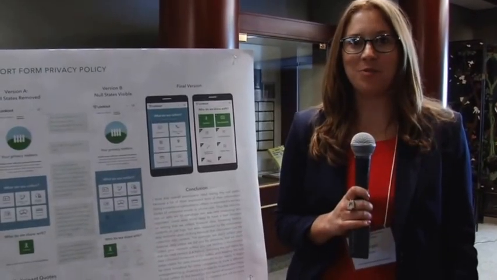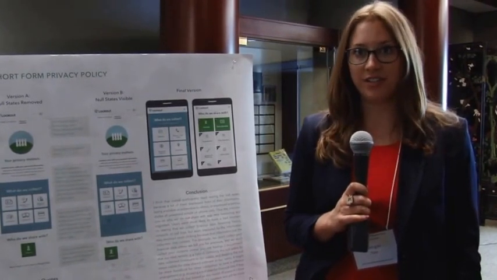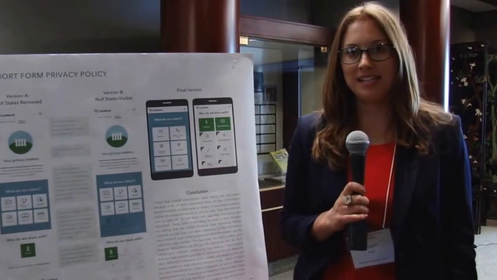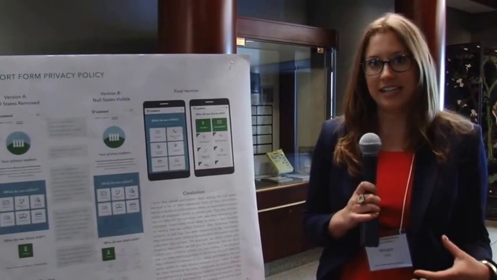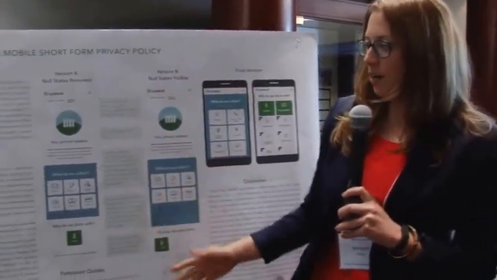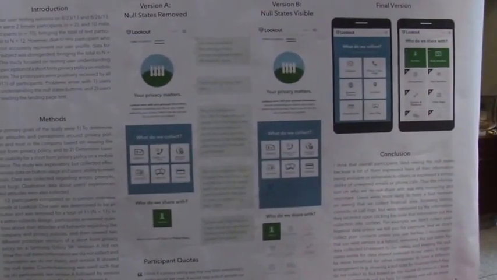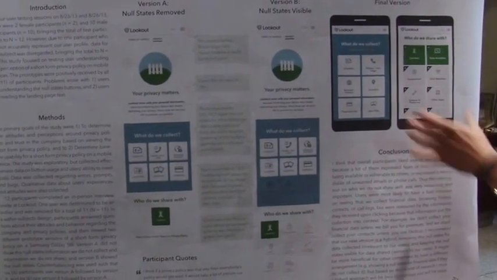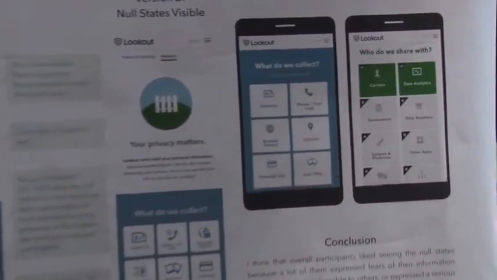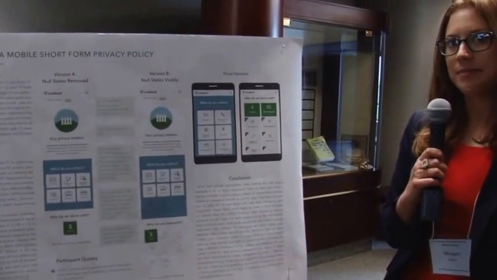Hi, I'm Morgan from Lookout Mobile Security, and we developed a short-form privacy policy that was visual for use on our website and our mobile application. Based on the NTIA's guidelines, we then rebranded it Lookout style and user tested it. As you can see in the middle here, we tested two different versions, one with visible null states and one where they were removed, and got user feedback and understanding of their comprehension of this model, and then came up with a hybrid version, finally, that has greatly increased user comprehension of our basic short-form privacy policy, what we collect, and who do we share with.